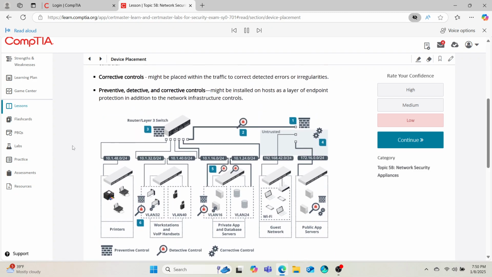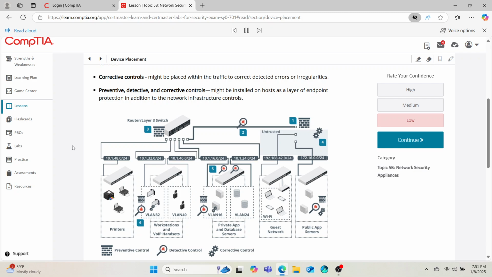Description: a router or layer 3 switch is connected to a border router or firewall. The router or layer 3 switch is connected to 3 access switches. The first access switch has a subnet 10.1.48.0/24 and is connected to printers. The second access switch is connected to workstations and VoIP handsets. The router is connected to VLAN 32 via 10.1.32.0/24 and the access switch. It is also connected to VLAN 40 via 10.1.40.0/24 and the access switch. The third access switch is connected to the private app and database servers.